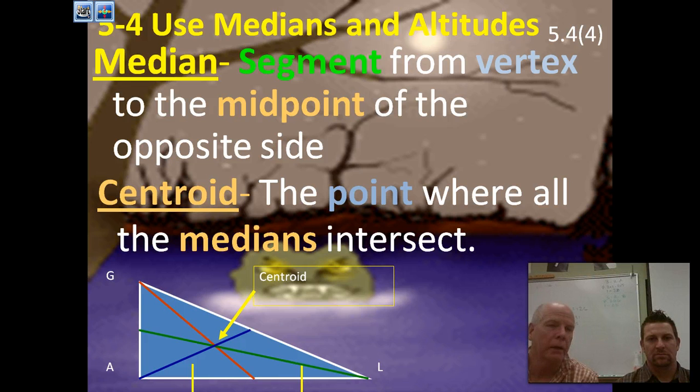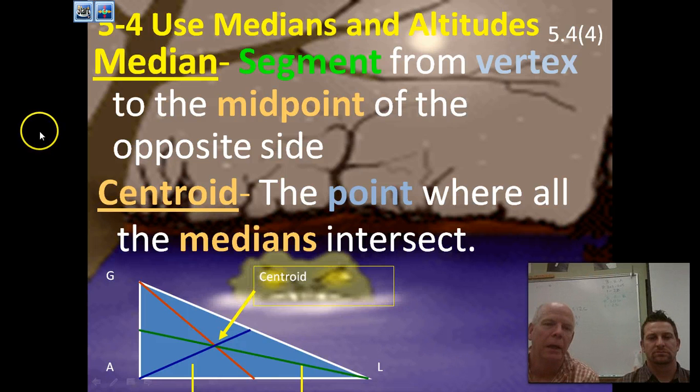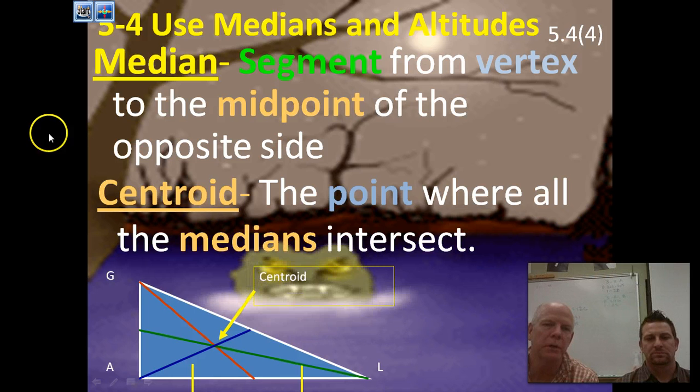Just like a lot of the other pieces we've already talked about, there will be three medians in every triangle. Just like a triangle has three sides and three angles, it also has three medians. You need to get familiar with what that median is: from a vertex to the midpoint of the opposite side.